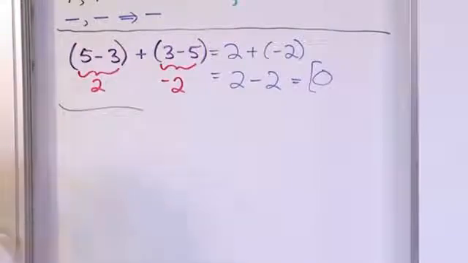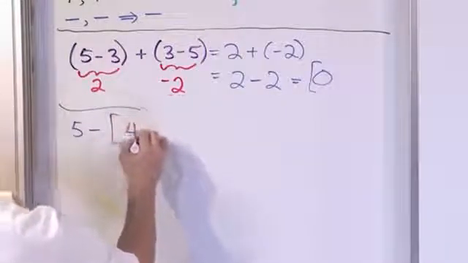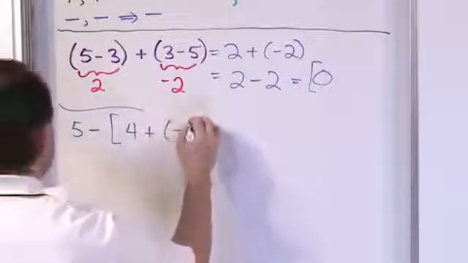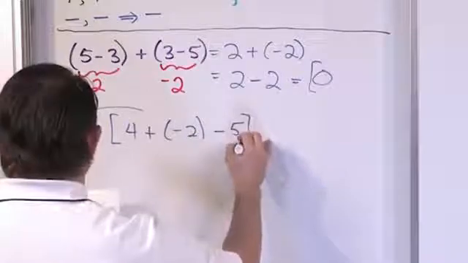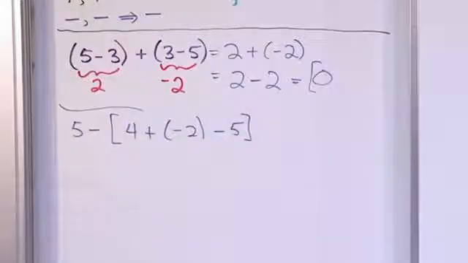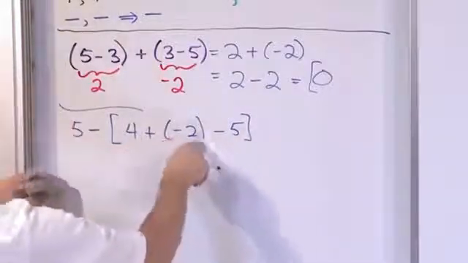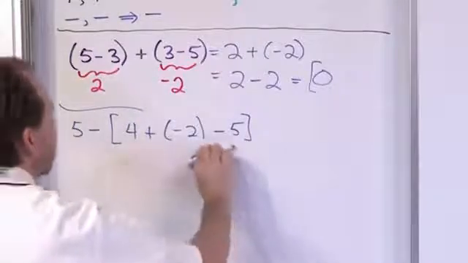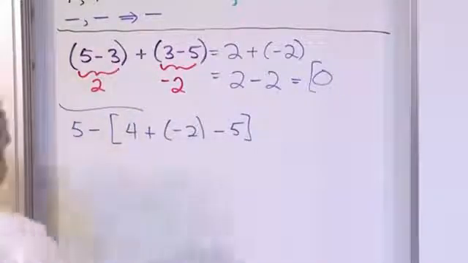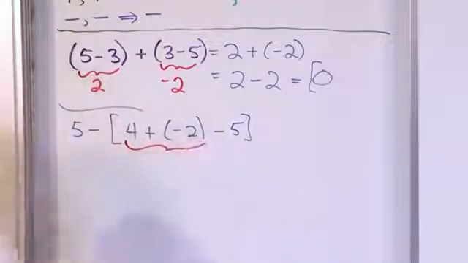All right, final problem. 5 minus, open a bracket, 4 plus negative 2, close bracket, minus 5, close the outer bracket. That's what we want to simplify. So what do we do? Well, we have a giant bracket here, so we know we need to do what's inside of here first. We have a lot of addition and subtraction. So according to order of operations, we go left to right inside of the bracket first. So the first thing we work on is these first guys here.